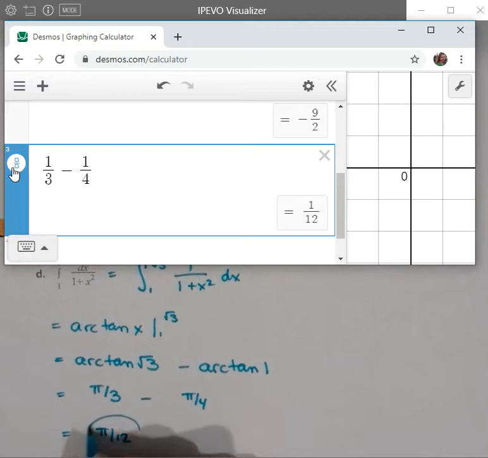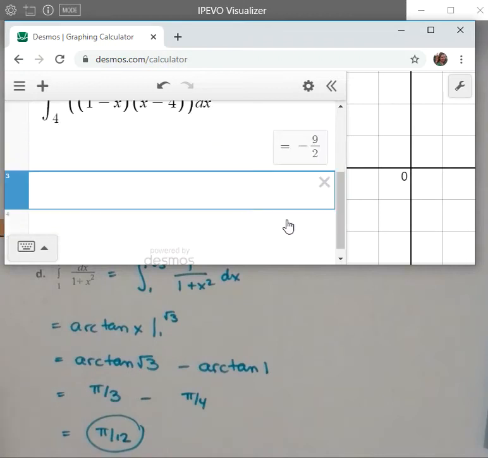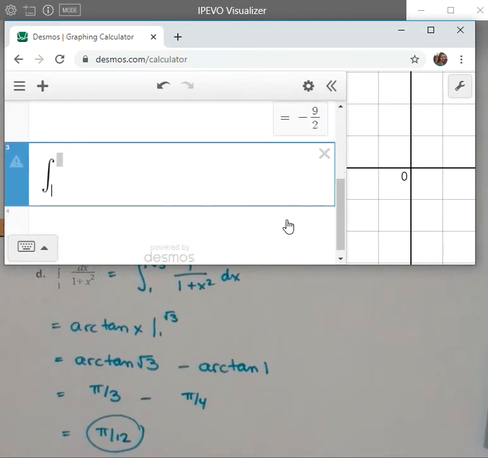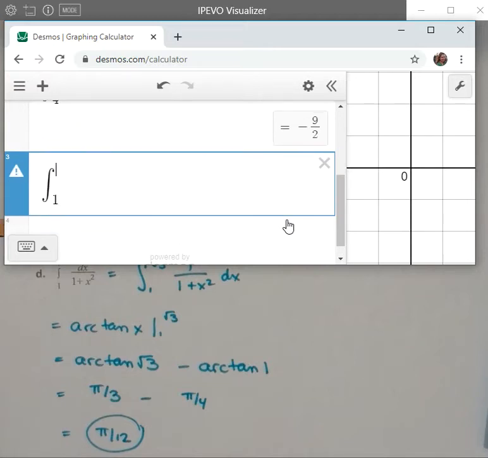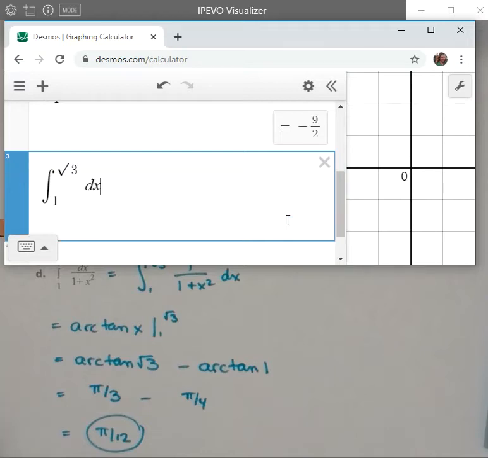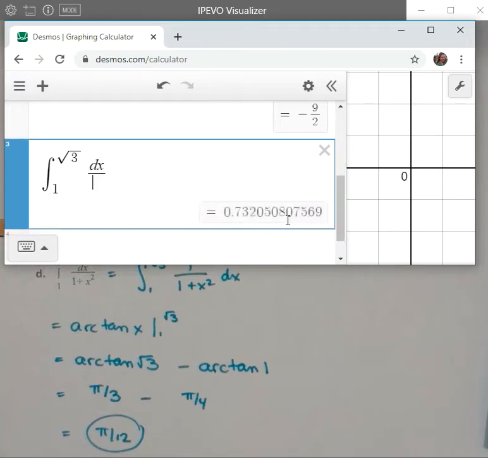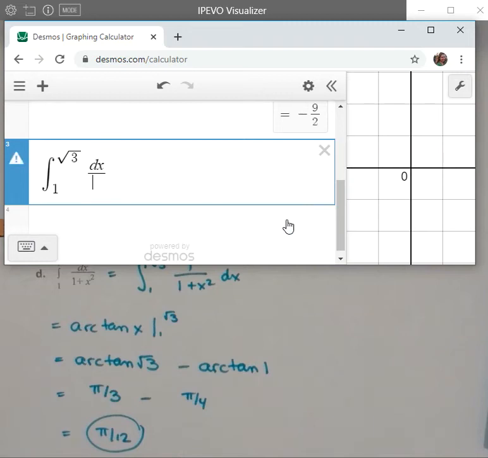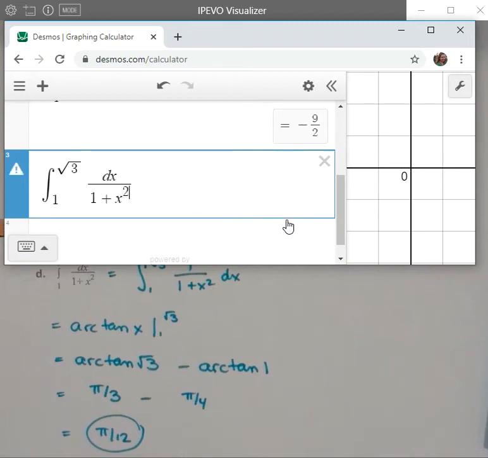Okay, so my answer is pi twelfths in exact form. Now let's check it by doing the integral as a whole, and then we'll check it with the fraction value of pi fourths. So we wanted to do the integral from 1 to the square root of 3 of, I don't think it's going to accept dx over, but I'll try. So dx over 1 plus x squared.